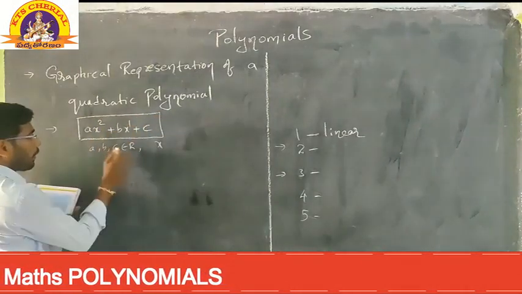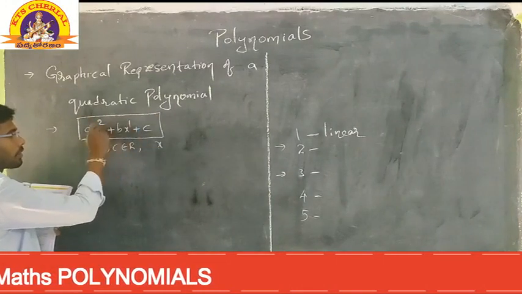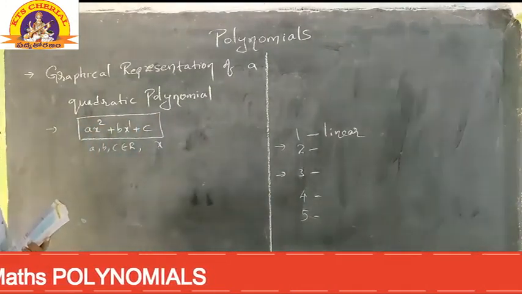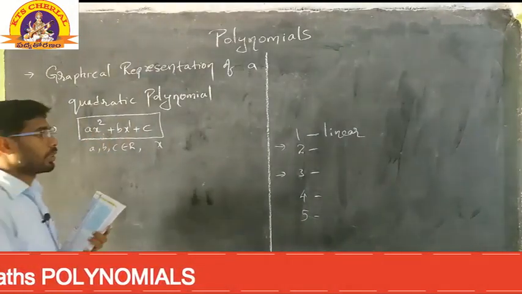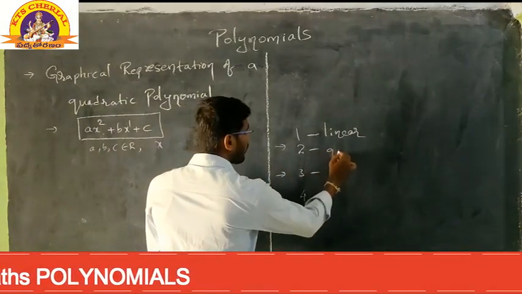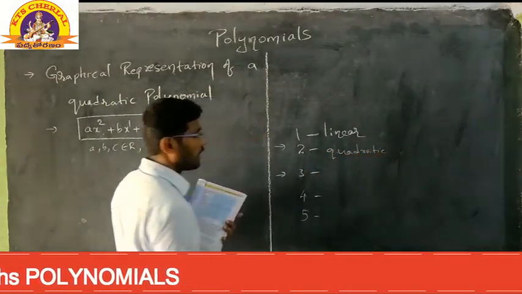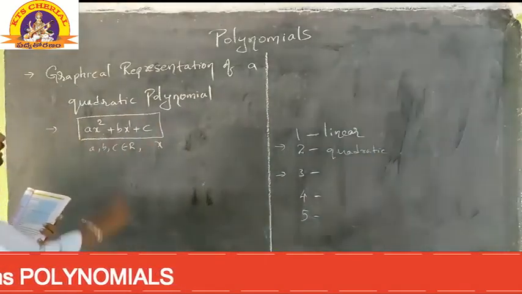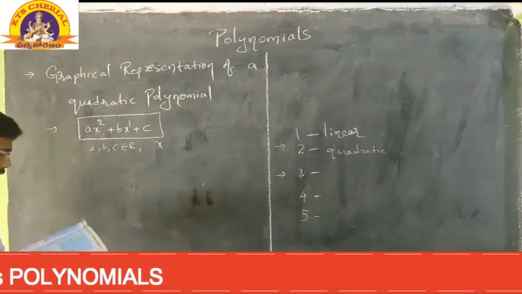Here, if you observe properly, the variable is x, and x has power 2 in one term and power 1 in another. The highest power is 2, so the degree is 2. That's why we call it quadratic. Degree 2 means quadratic, degree 3 means cubic. Here the degree is 2, so we call this a quadratic polynomial.